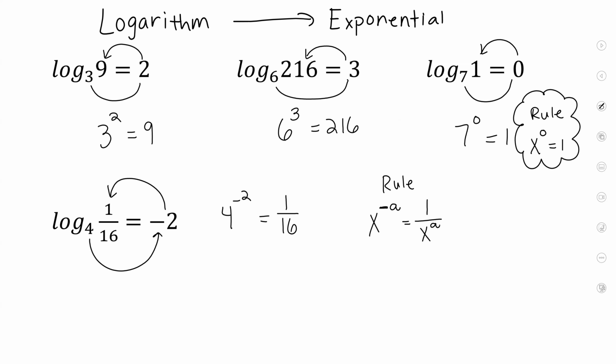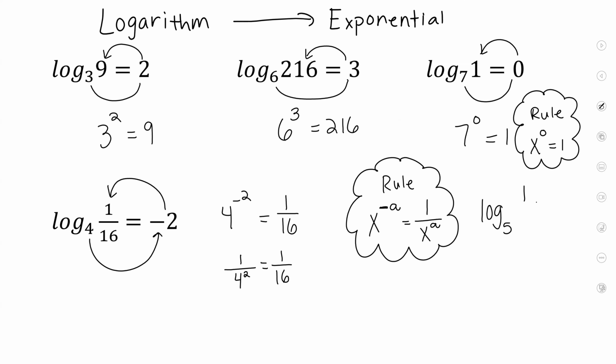So for example, if I say log base 5 and I get 1/25, that means it had to be negative 2. 5 to the power of negative 2 is 1/25, because this goes into the denominator.